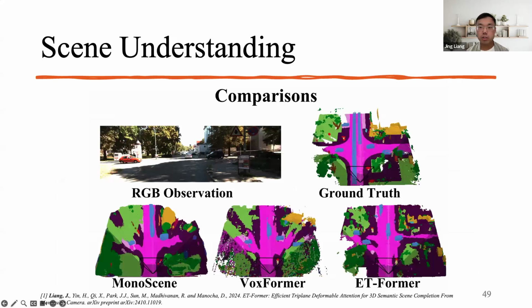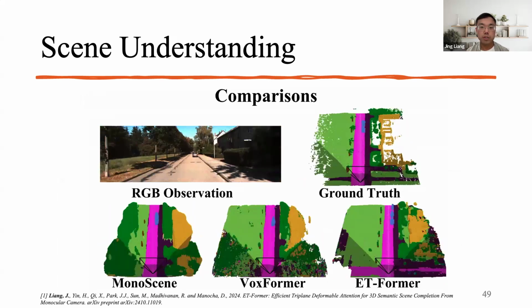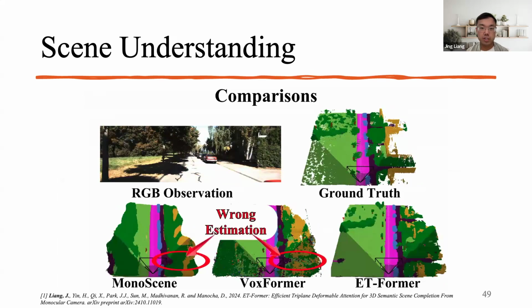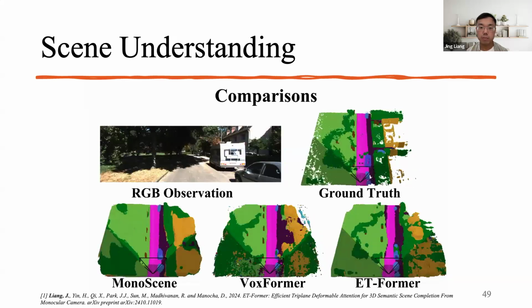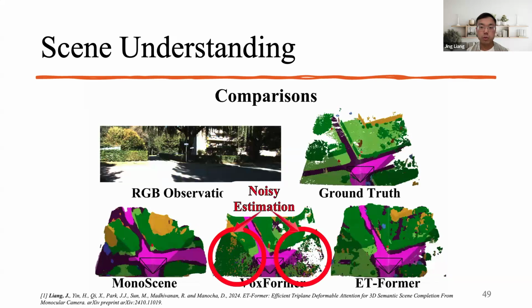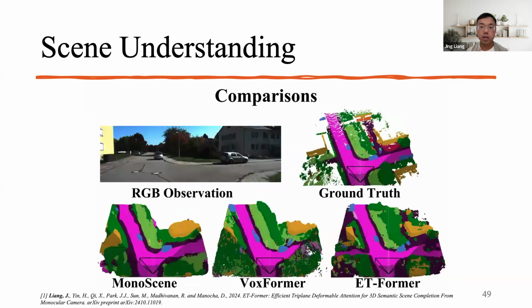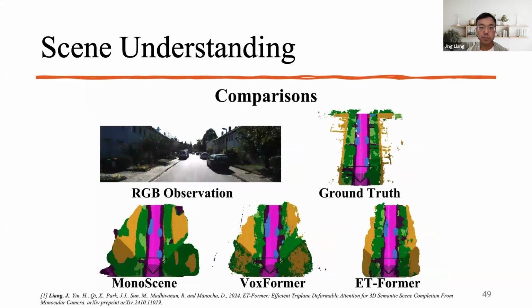This video shows the result of the semantic map generation compared with other SOTA approaches, and it also shows the uncertainty map at the later part of this video. So this is a sequence of the KITTI dataset, and we can see that MonoScene and VoxFormer cannot accurately predict the semantic objects. And also VoxFormer has very noisy estimations in the out-of-view areas of the camera.